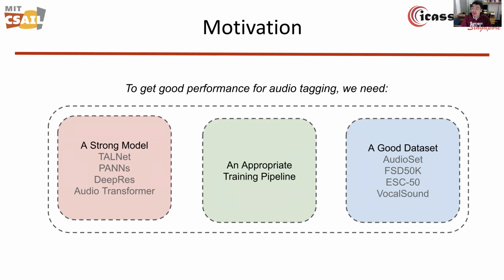As we know, audio tagging is an active research area and has a wide range of applications. In order to get a good performance for audio tagging, we basically need three things. The first thing is we need to have a strong model, and the second thing is we need a good dataset. And we also need an appropriate training pipeline. For the model, we already have a lot of recent research, including PSLA, PANNs, deep ResNet, and audio transformer. And for datasets, we have large-scale AudioSet, FSD50K, as well as small-scale ESC-50 and VocalSound.